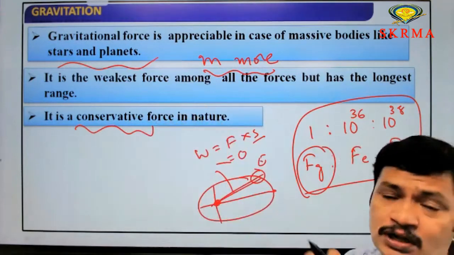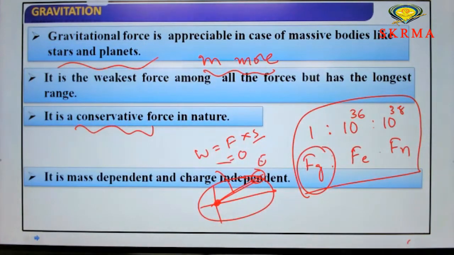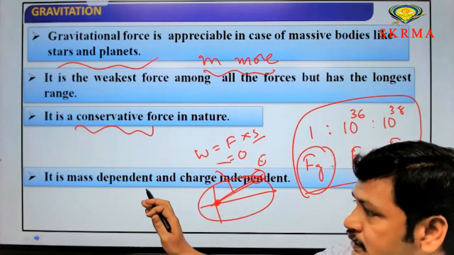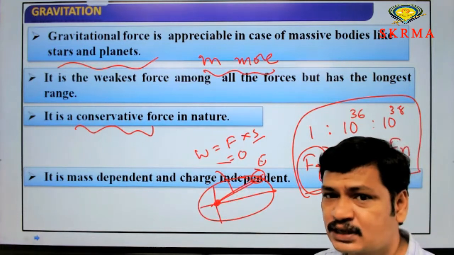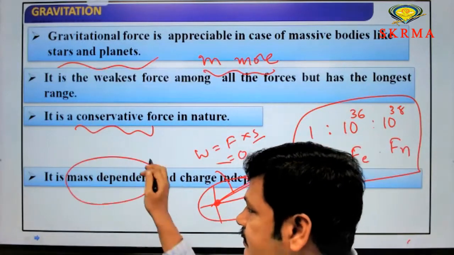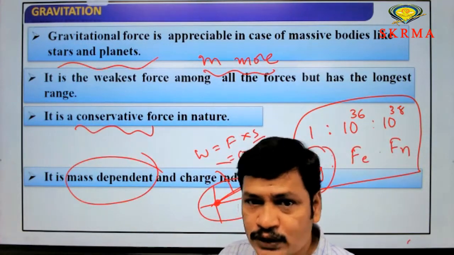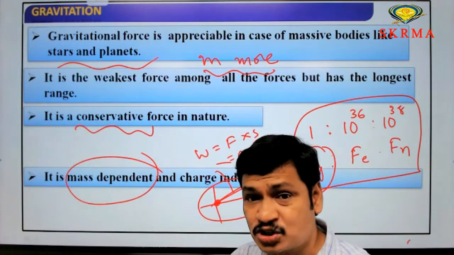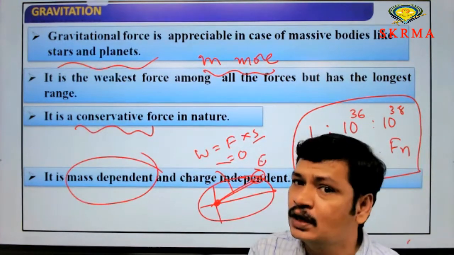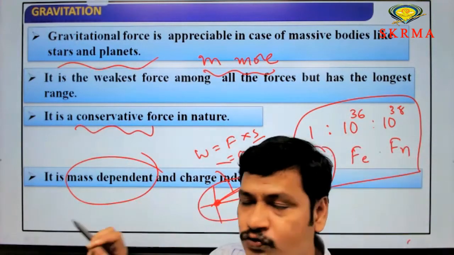Here, the gravitational forces are also called conservative forces. The next property is that it is mass dependent and charge independent. It does not depend on charge. We should not consider the charges of objects while we are discussing gravitational forces, but we discuss masses. Whereas nuclear forces are also taken as charge independent forces. Why? Because we should not consider the charge between protons and neutrons inside the nucleus. That's why these are also charge independent, like nuclear forces.